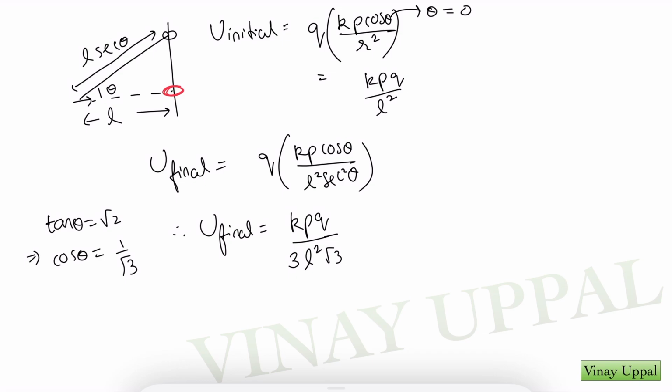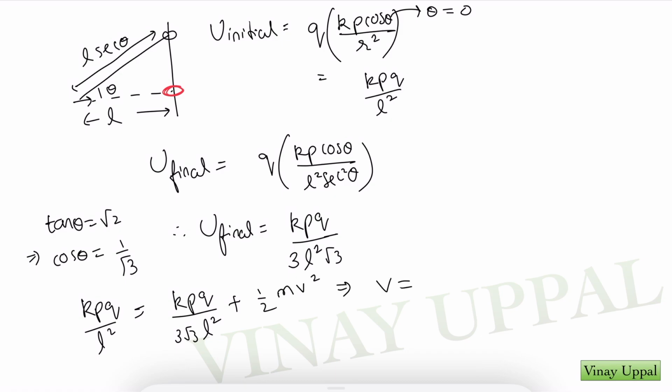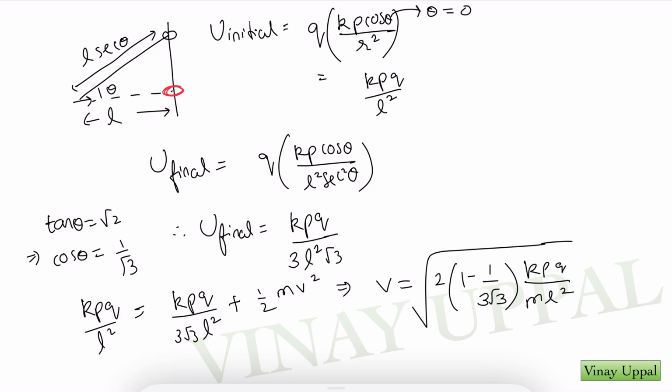Now I'll just conserve energy. kpq by L squared is the initial energy of the bead. Finally, it's kpq by 3 root 3 L squared plus kinetic energy, which is half mv squared. And therefore, I'll get v, the speed of the bead, which is what the question is asking. You can just do the calculation on your own. This will be the speed of the bead.